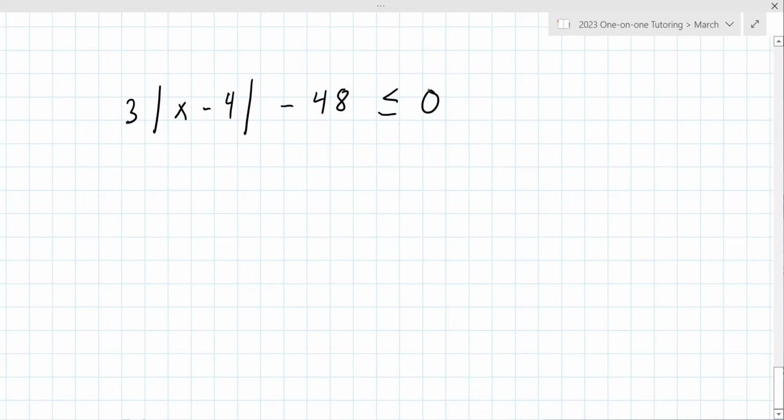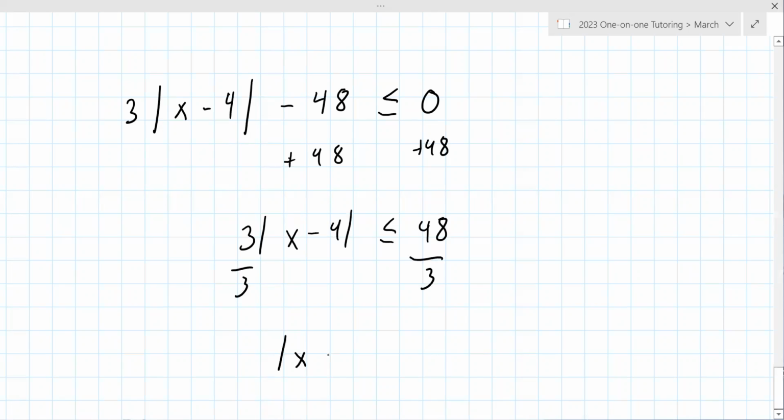All right, so let's just focus on solving this inequality. We're not going to graph in 2 variables. Tell me the first step to solving this inequality. Add 48 to both sides. Very good. So we have 3 absolute value of x minus 4 less than or equal to 48. What's next? Divide by 3. Good. Absolute value of x minus 4 less than or equal to 16.